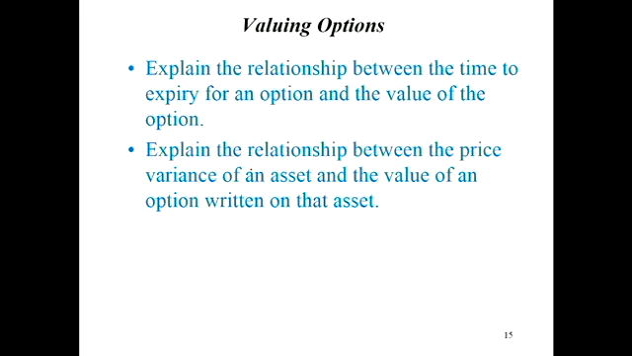Now the second one, to explain the relationship between the price variance of an asset and the value of the option. What's the relationship between the value of the option and the volatility or the price variance of the underlying asset? Let's say the volatility goes up, does that make our option worth more or less? Less. Makes it worth less.